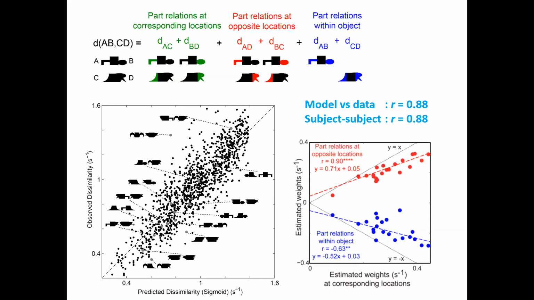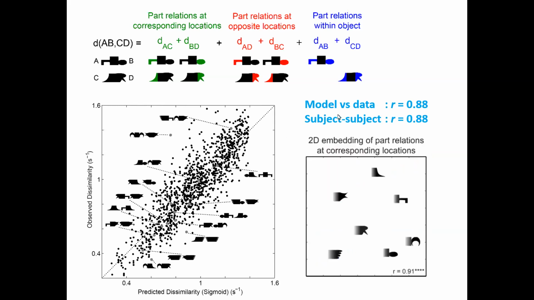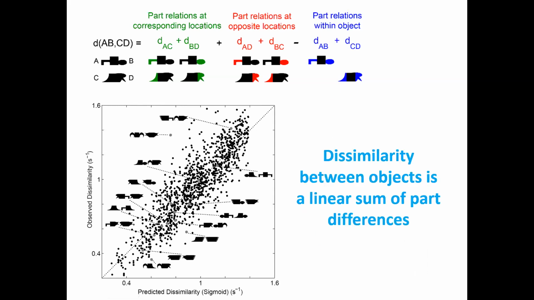And you can now reconstruct these part relations and say, here is the underlying dissimilarity between the parts that is predicting the dissimilarity between the wholes. And so what we can then conclude from this very basic experiment is that the dissimilarity between objects is a linear sum of part differences, right? So if you want to compute the net dissimilarity between two objects, you compare the parts, you compare every possible pair of parts between these two objects, and you can produce the net dissimilarity between these objects, okay?